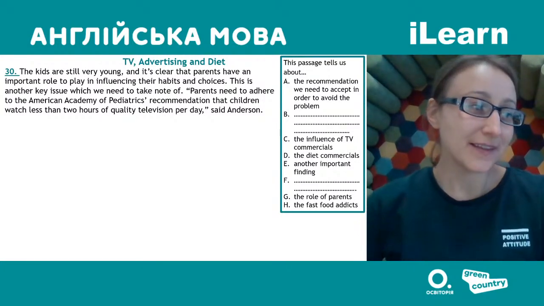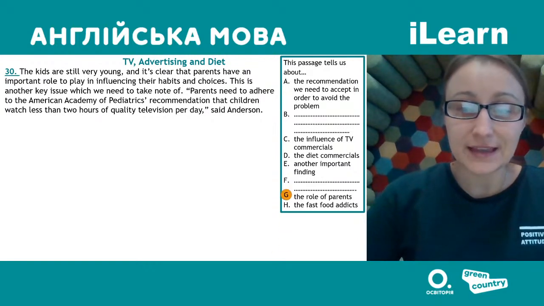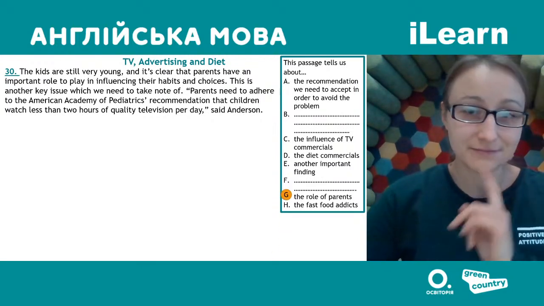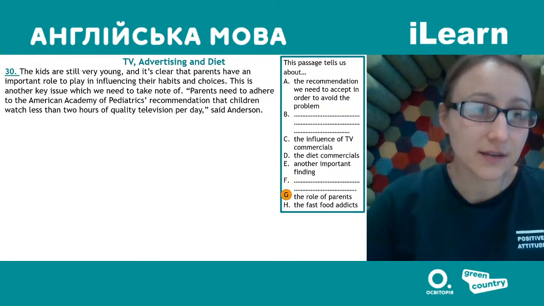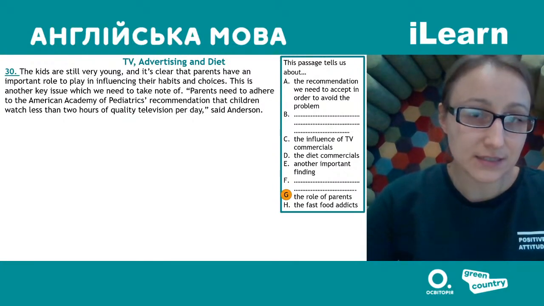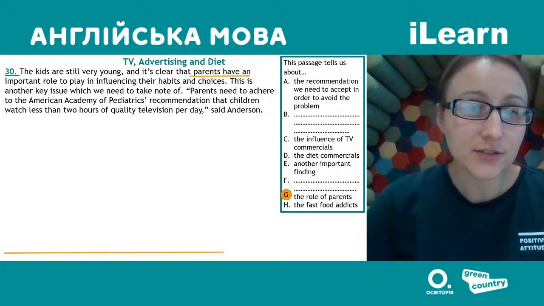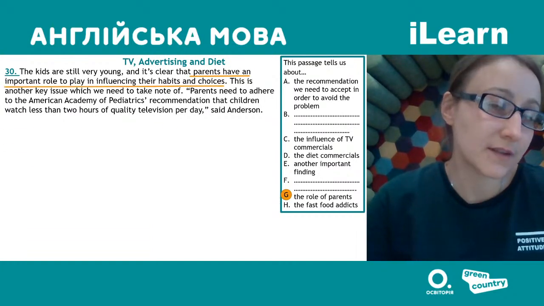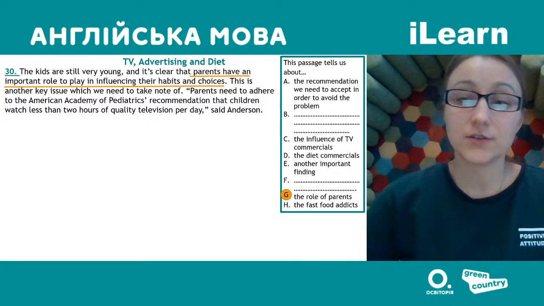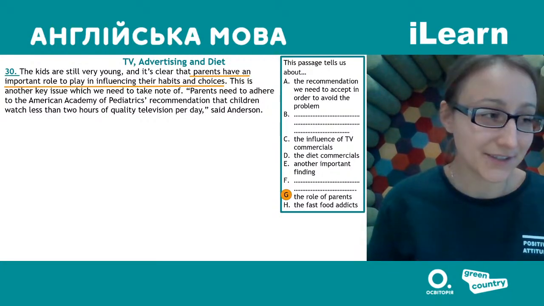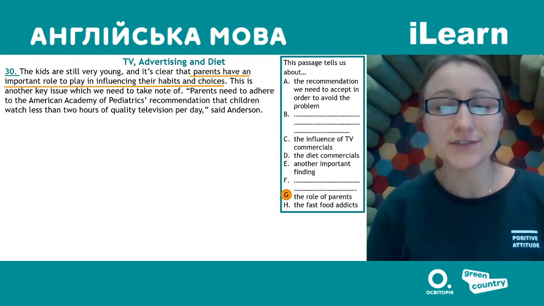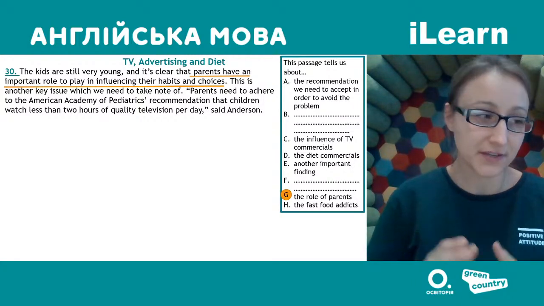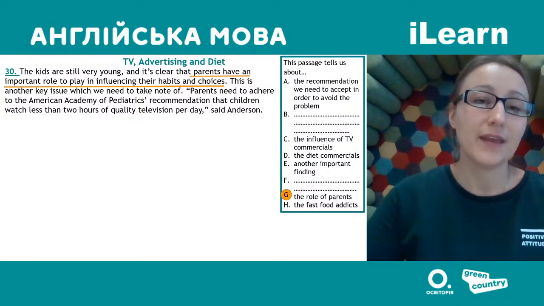Дуже швиденько. Okay, so let's check. And that is surely G. Yes, it was quite easy because, again, while reading the text, we can see that the passage is about the parents and their role in influencing their children. So it's like clear that this passage is about the role of parents. That's very easy. Let's go to the next one.